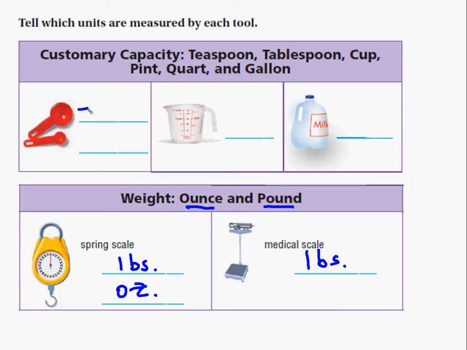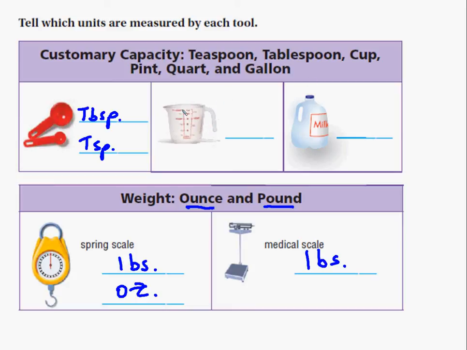This big one is a tablespoon. Let me write the abbreviation, TBSP, tablespoon. And this is a teaspoon, TSP. There's 3 teaspoons in a tablespoon. These are the customary units we use in America and other places. The rest of the world uses milliliters, but we use this.